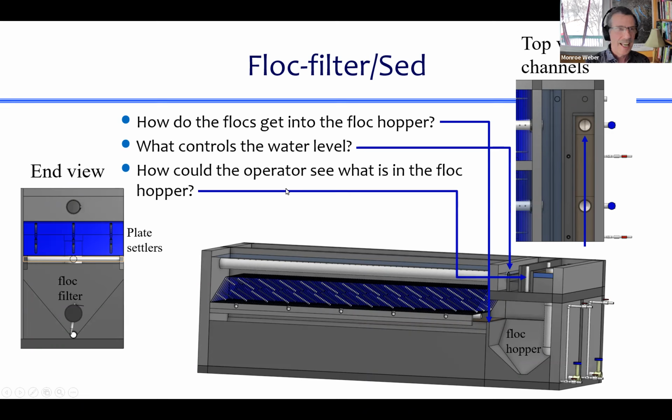And there's a pipe that an operator could potentially drop a light on a string, a submersible flashlight, down into the floc hopper and be able to see when the light goes dim as a way to see how deep the sludge is in the floc hopper. So those ports are right here and here, and they line up with the very center, the very lowest part of the floc hopper.